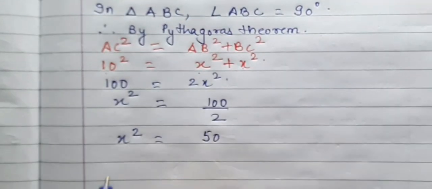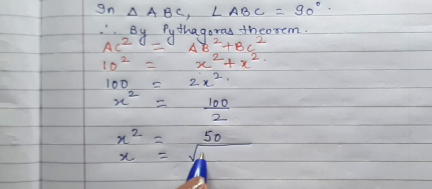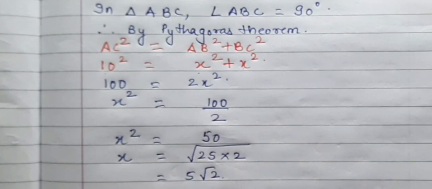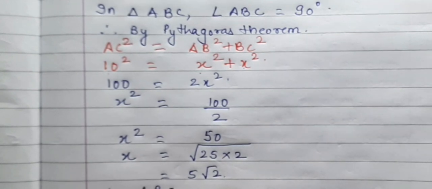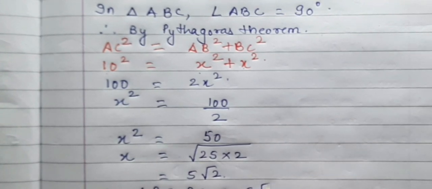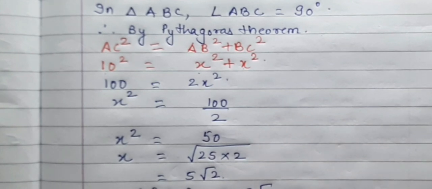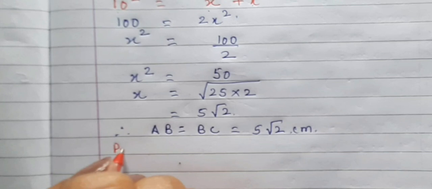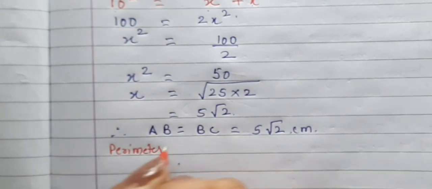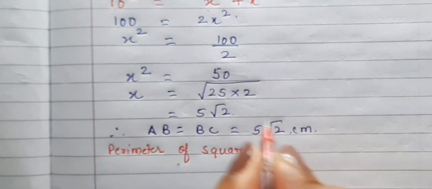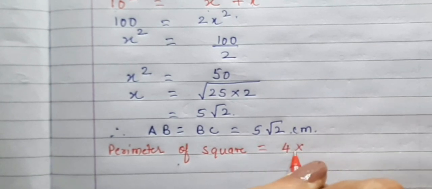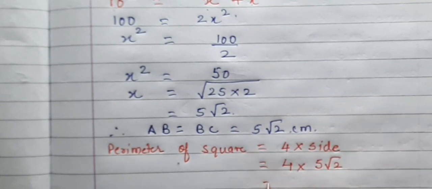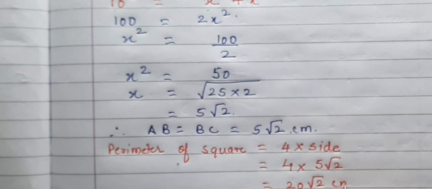Okay, so what is X? X is equal to under root 25 into 2, that is equal to 5 under root 2. Right? So therefore length of AB is equal to BC is equal to 5 under root 2 centimeter. Okay. Now the perimeter we have to find out now. So perimeter of square equal to, how many sides are there? 4. 4 into side. So that is equal to 4 into 5 under root 2. That is equal to 20 under root 2 centimeter.